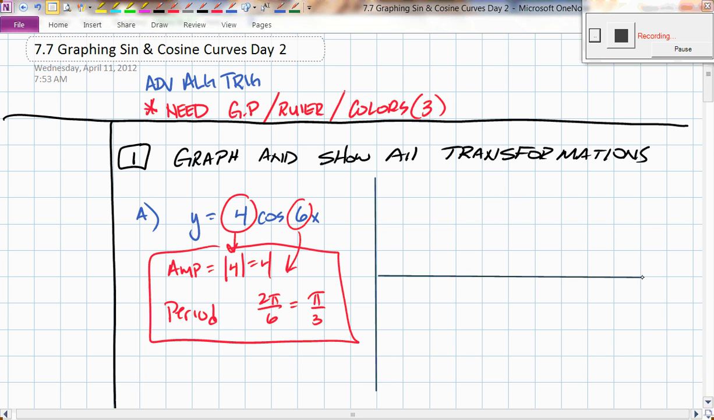All right, here's mine. We're going to scale our x-axis according to our period. I have 4 slots here because the cosine curve gives me 5 points that I need in total. So I put my 4 slots on there. I need to start and end on a distance of how long? That needs to be pi over 3 units because my period is pi over 3. So pi over 3 is going to be right here.